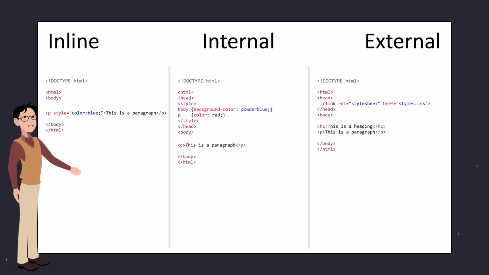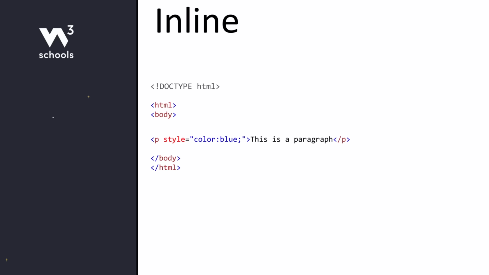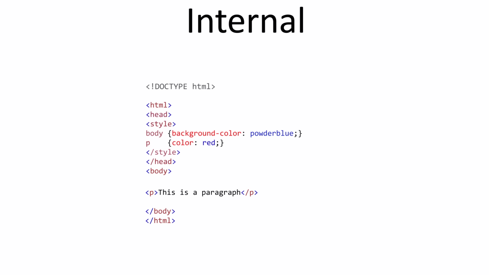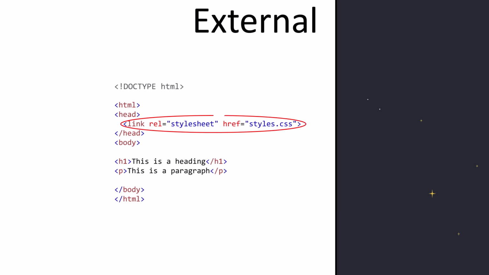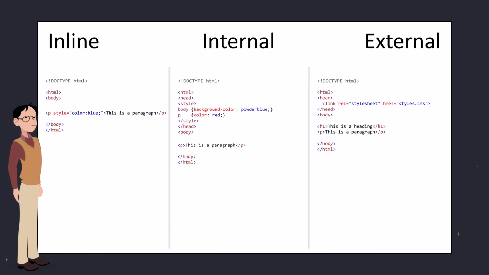First, there's inline, which is done by using the style attribute in HTML elements. The second is internal, which is completed by using a style element in the head section. Lastly, there's external, which means using an external CSS file. Let's take a look at the three options in action.